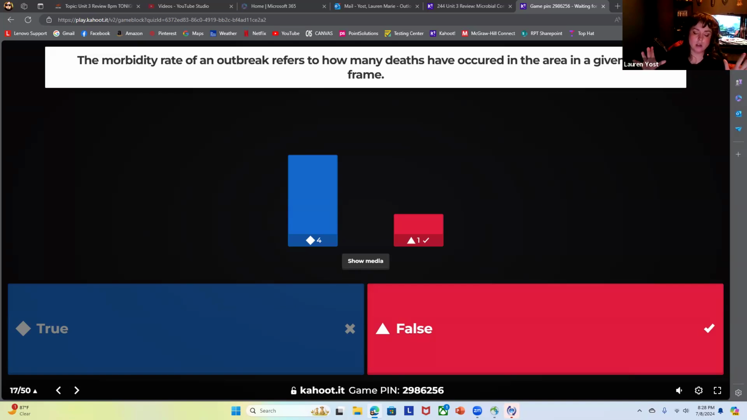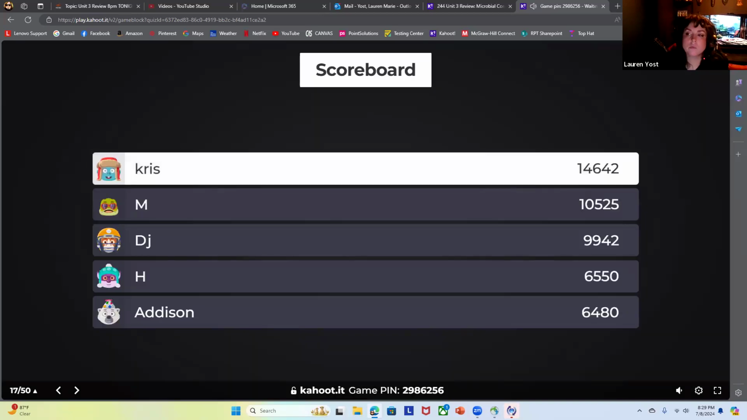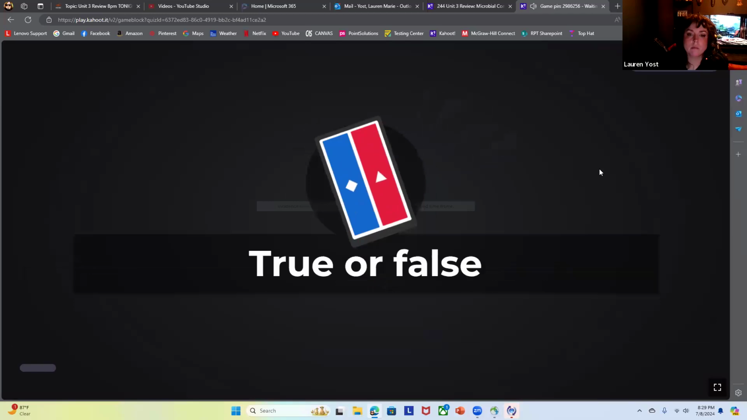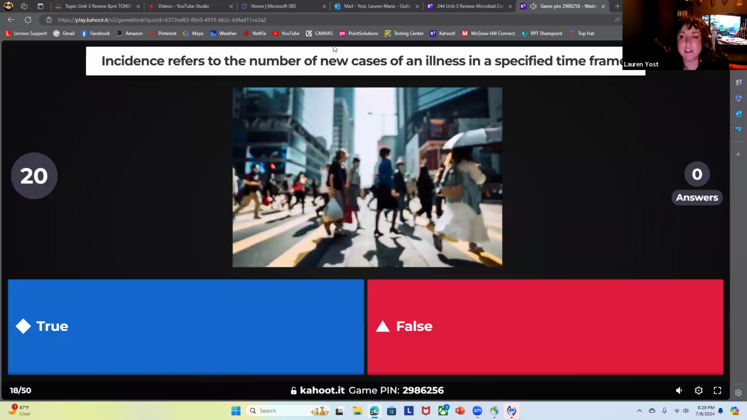Morbidity is essentially incidence, right? So it's talking about occurrence of that illness within a certain time frame. How many outbreaks we've had in the last month, for example. Which I'm sure will come up. Incidence, there we go, refers to the number of new cases of an illness in a specified time frame. Is that true or false?